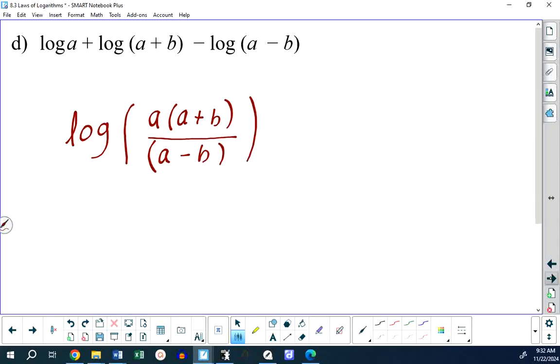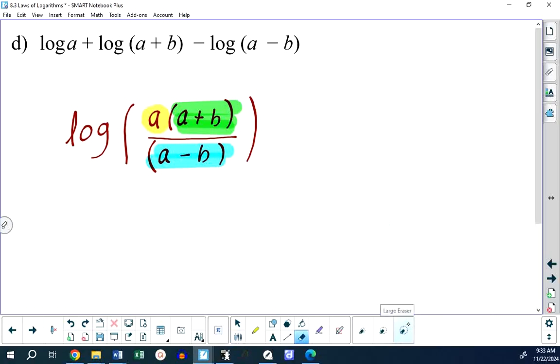And you cannot cancel anything here because what you have on the top are exactly 2 factors. Those are the 2 factors on the top. You can only cancel if you see a factor on the top that's identical to a factor on the bottom. And you have a different factor on the bottom. This is like me asking you, can you simplify that? The answer is no, you can't.